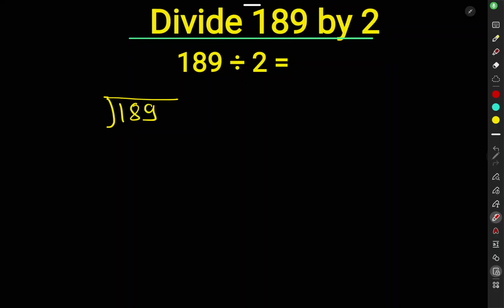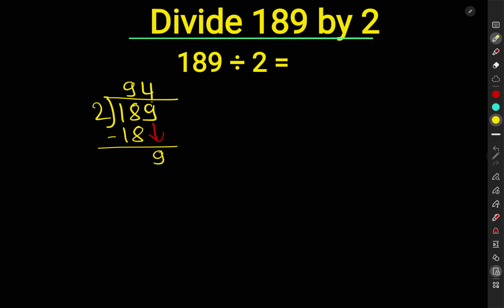We divide 189 by 2 in a long division method. So 2 times 9 means 18. On subtracting, we got 0. So now we put down the number beside this 9 and we remove this 0.